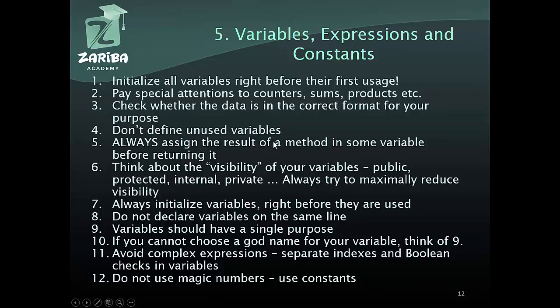Okay, don't define unused variables. Okay, I see int a semicolon. What is this variable? What does it do? Why do I need to initialize it here without a value? It's not clear at all. And in C# specifically, it could generate some errors as well. Okay, always assign the result of a method in some variable before returning it. And we'll see an example of that later on.